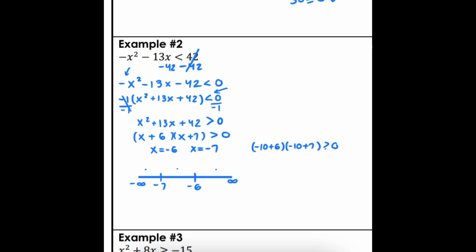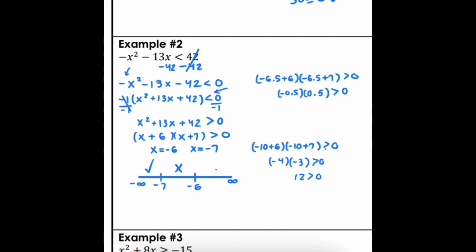So this is going to be a negative times a negative, which is going to be a positive number that's greater than 0. Now a number between -7 and -6, the easiest one is going to be -6.5. So that's going to end up being -0.5 times 0.5, which is going to be a negative number, inevitably, and no negative number is going to be greater than 0, so this one is not true.